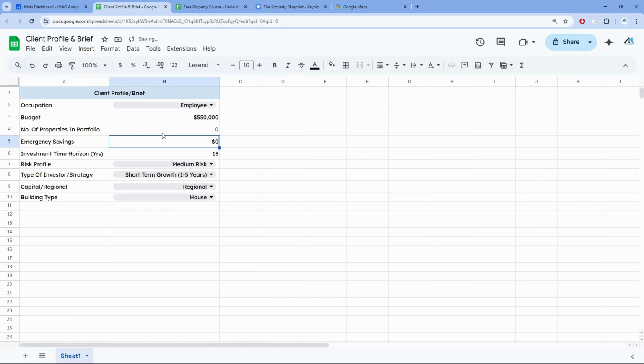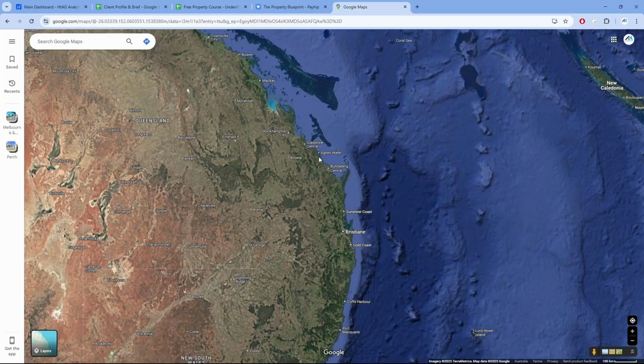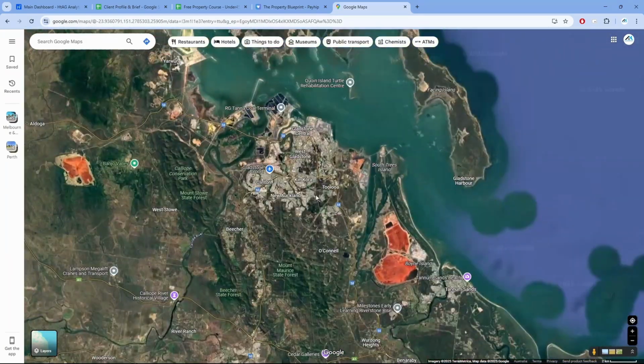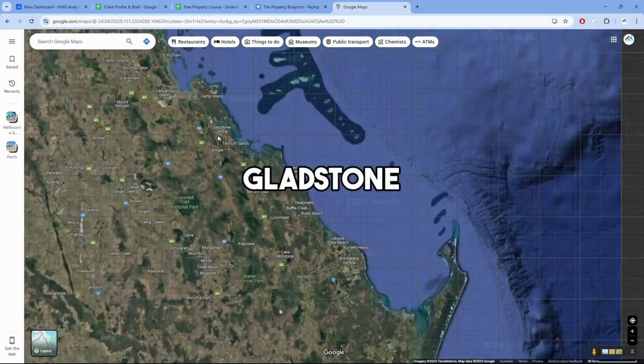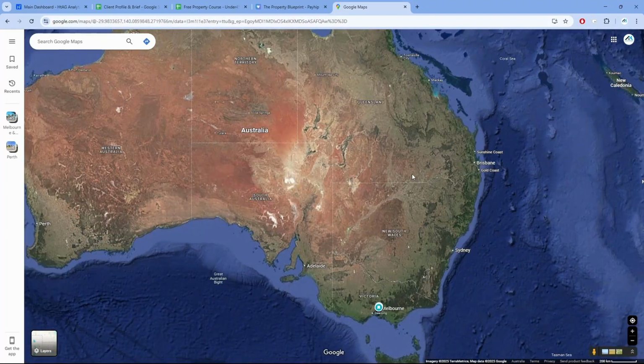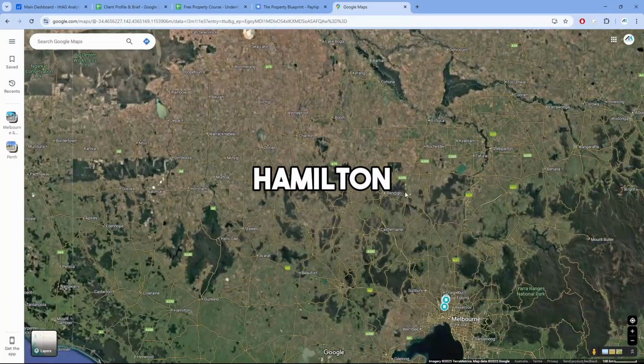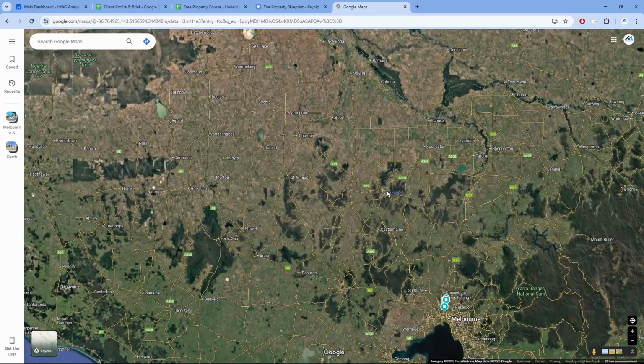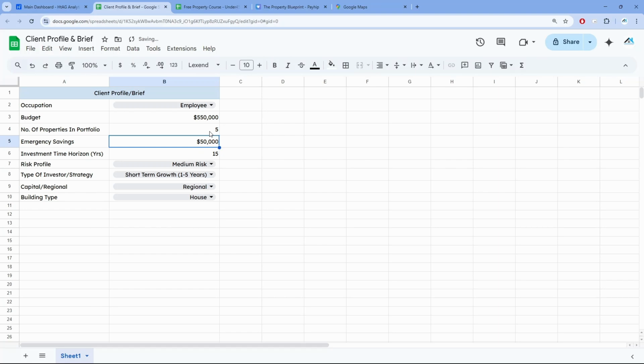If you have 0 properties in your portfolio, if you're in your first investment property, then you may not want to invest into higher risk locations like Gladstone, for example, or into smaller locations like places nearby to Dubbo, or into other places like Hamilton in Victoria, which are very, very small locations and have higher risk. If you're on your 5th or 6th investment property, then you may want to consider investing into higher risk locations like Gladstone and other locations for that fact. But if you're on your 2nd investment property, then you may only want to consider capital cities or large regional locations like Bendigo, Townsville, etc.